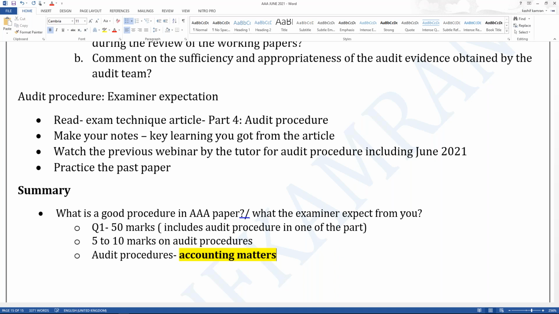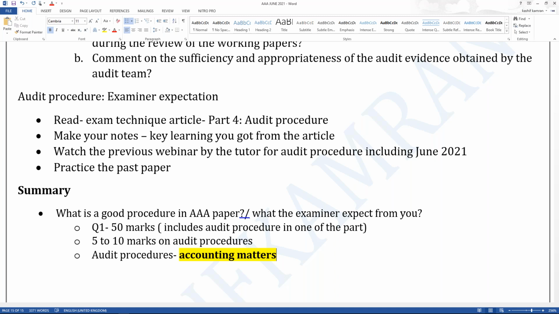So you are not getting procedures like the AA paper, where you used to get procedures on fixed assets or receivables or payables. This is the AAA paper. So you're getting audit procedures on an accounting matter. It can be on any accounting matter you must have studied in your SBR paper or your financial reporting paper. That is the reason it's highly recommended that you take the SBR paper prior to the AAA paper, so that you have excellent accounting knowledge when you sit for the AAA paper. So audit procedures are asked on accounting matters.